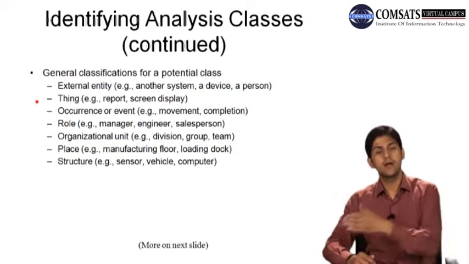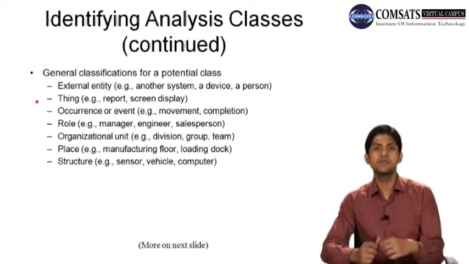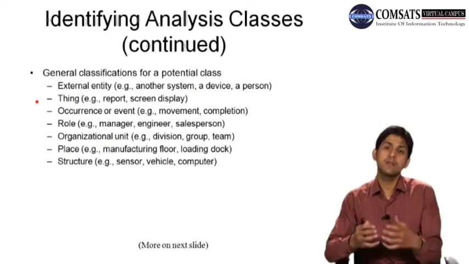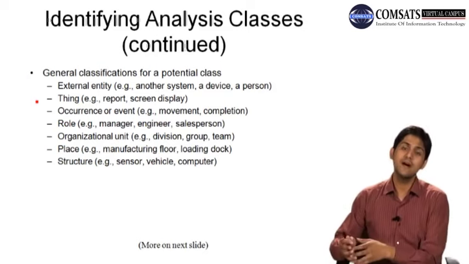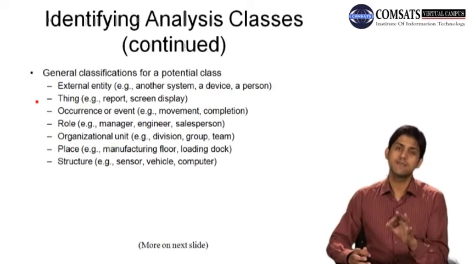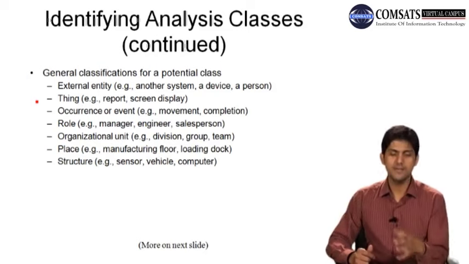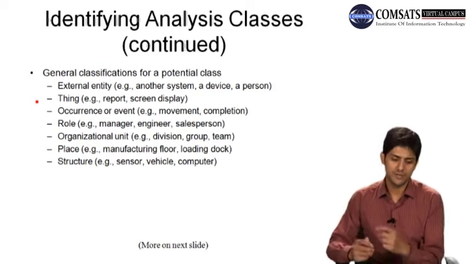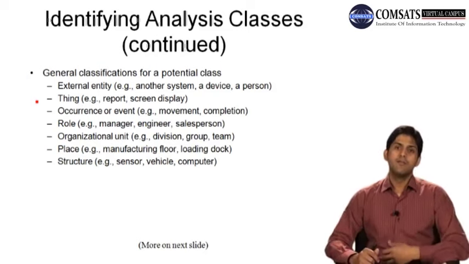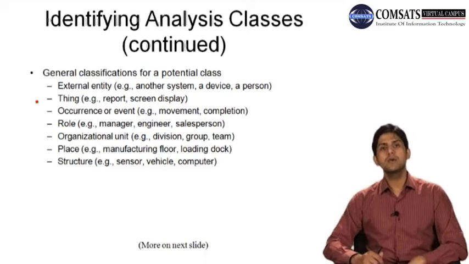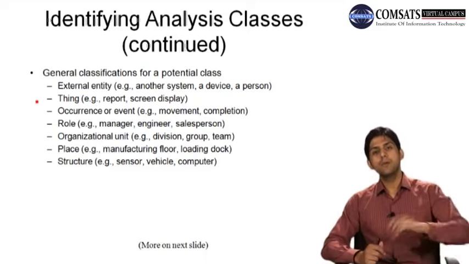For example, again in terms of the university management solution, the whole HR, we say this is an organization unit. So if that is a class, then it is classified as an organizational unit. The other example is any group or team or division. Okay, then place. For example, you can associate a lot of attributes or operations to a particular floor.